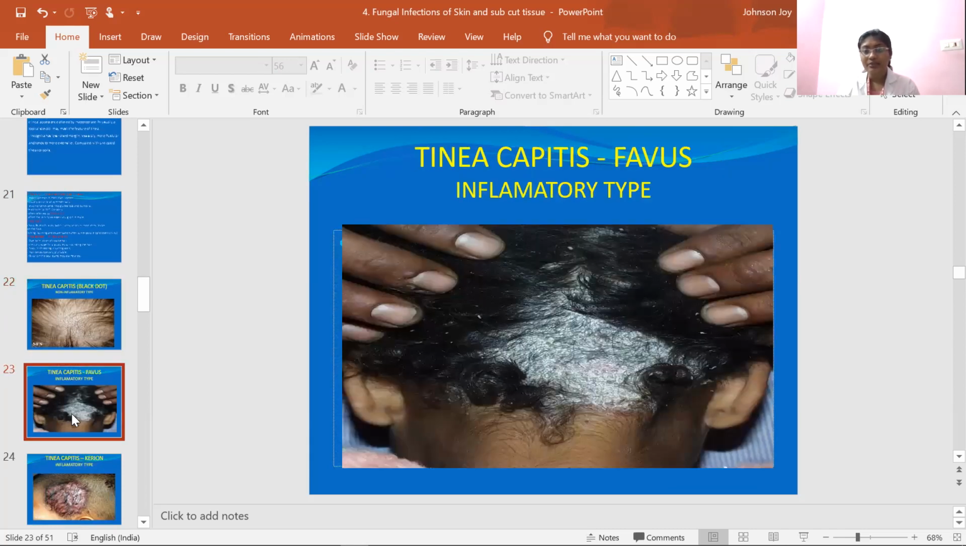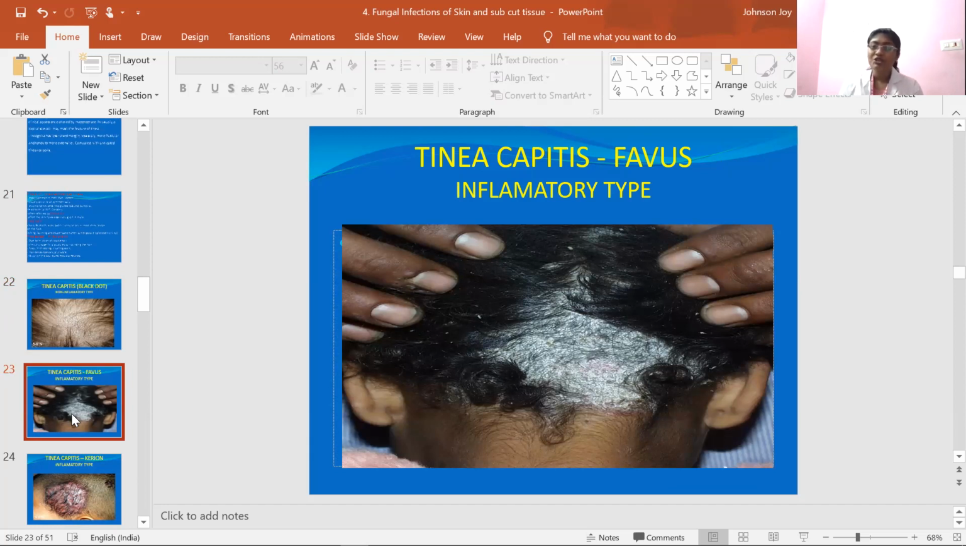This is again another picture of tinea capitis, which is the inflammatory type, and here you can see extensive scaling is present. So you can confuse it even with scalp psoriasis. This tinea capitis, which is the inflammatory type, and this variant is known as favus. So from this you can understand that two types are there. Three types are there, we'll come to it. Kerion is also there.